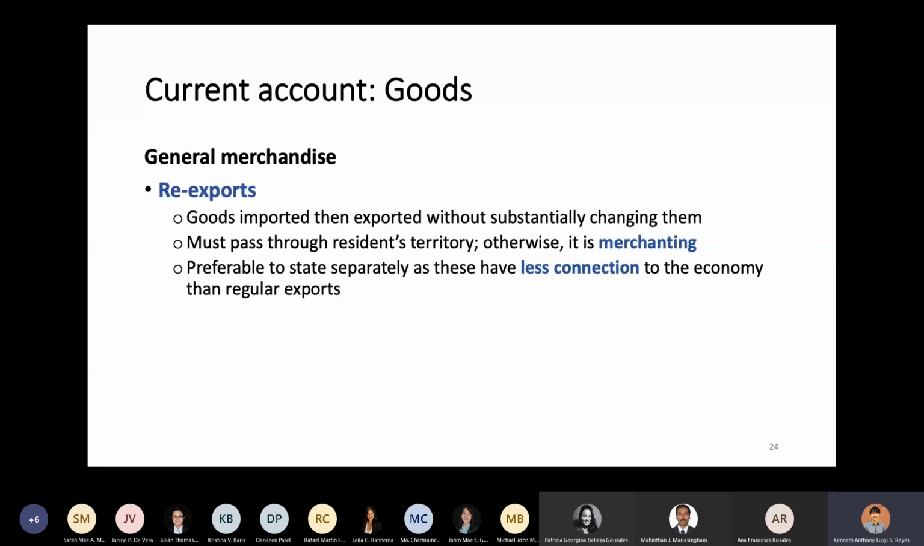Another concept is re-exports. These are when goods are imported and then exported again without substantially changing them. So in this case, the goods pass through the resident's territory, because if they do not, then we would count it under merchanting, which I'm going to talk about later. So these are, in effect, just regular imports and exports, but given their rather special nature, it might be preferable to state them separately, especially since they have less connection to the economy as a whole. You know, if you just import and then immediately re-export, it doesn't really interact with your domestic economy.